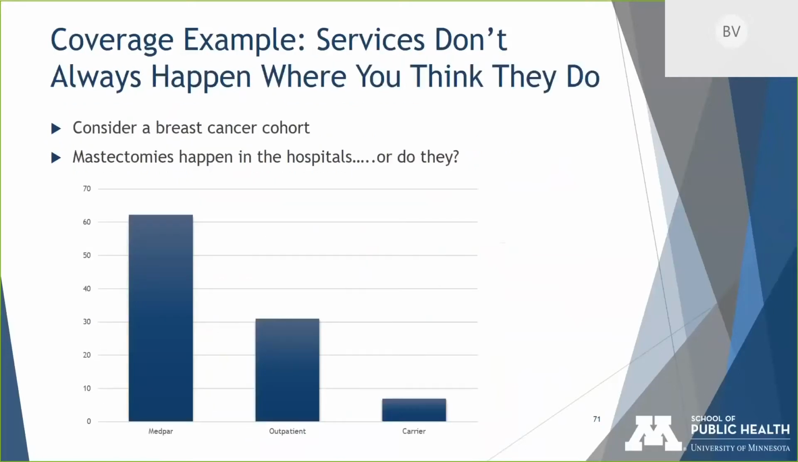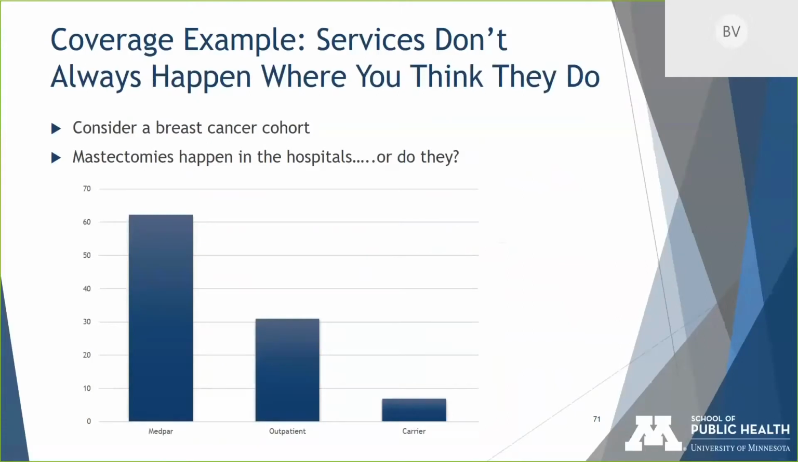Now, keeping in line with this general concept of coverage under both Parts A and B, I'm going to show you a couple more examples of why we might need to ensure that we have comprehensive coverage for all of our study population. So the next couple of slides, we're going to be considering a breast cancer cohort. And let's say we're interested in looking at mastectomies performed for these individuals.